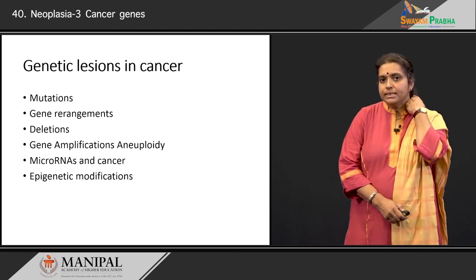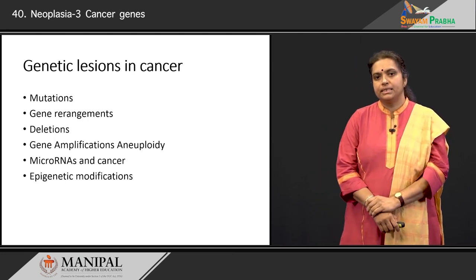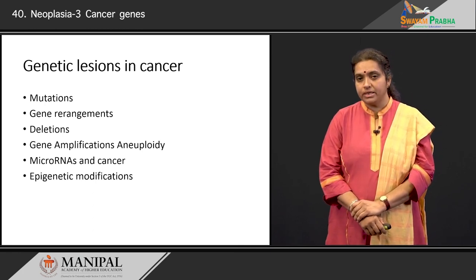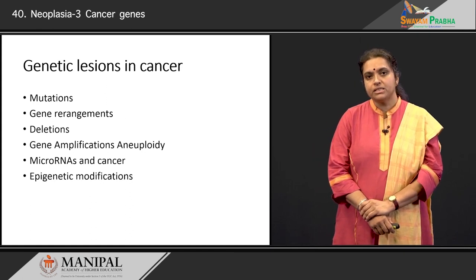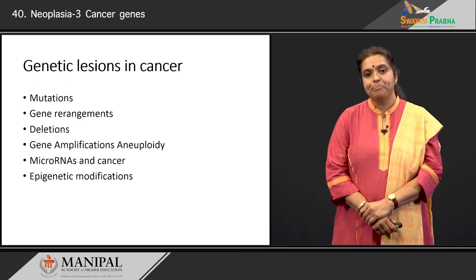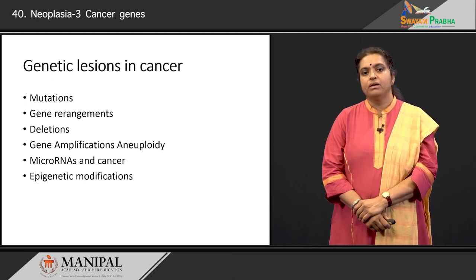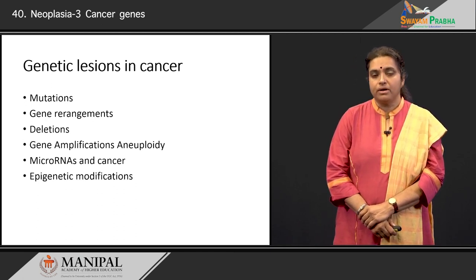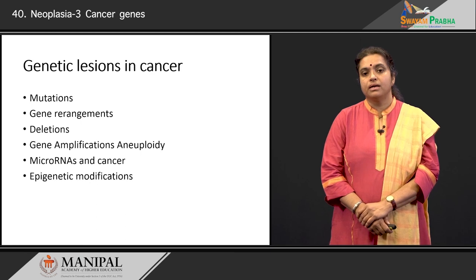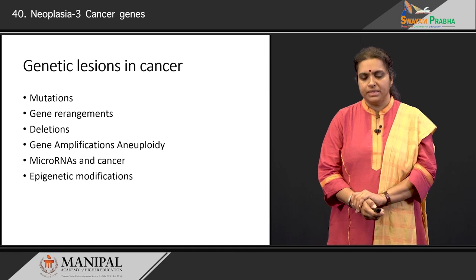Right. So, those are the two kinds of mutations. What are the actual genetic lesions that can occur apart from mutations? You have gene rearrangements, you can have deletions of genes or even a certain length of chromosomes, you can have genetic amplifications, and you can have aneuploidy. We also know that microRNAs play an important role in carcinogenesis. And finally, we can have epigenetic modifications. Now, we will go into each of these very briefly.